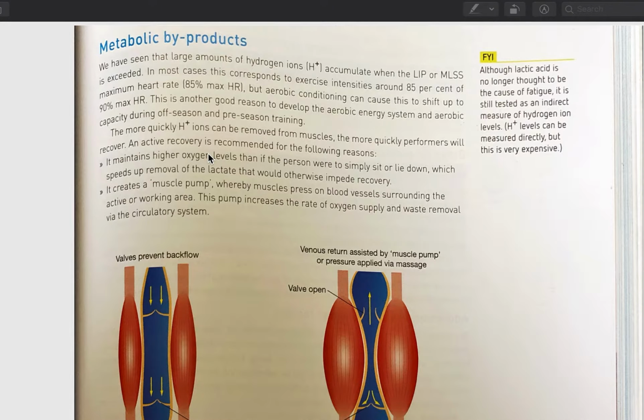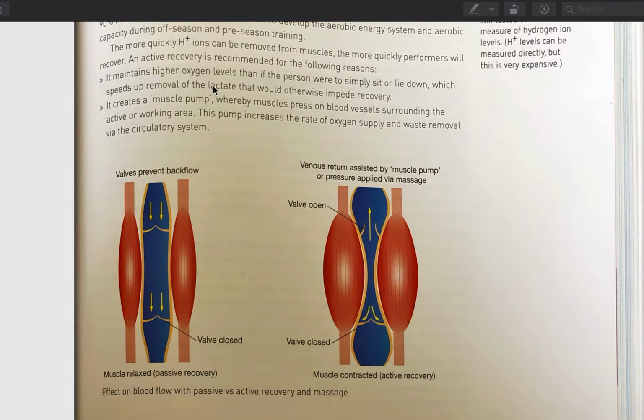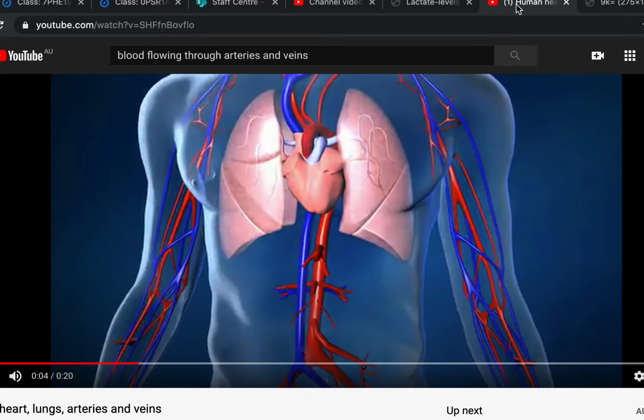It really helps out. Now, one of the things that they recommend if there is a buildup of hydrogen ions in the muscles is an active recovery. Now, an active recovery means two things here. A reminder from class, it's both a cool down at the end of that exercise session, but it's also an active recovery day on your rest day for a trained athlete. And the reason why it's important is all to do with the valves and the veins inside the body.